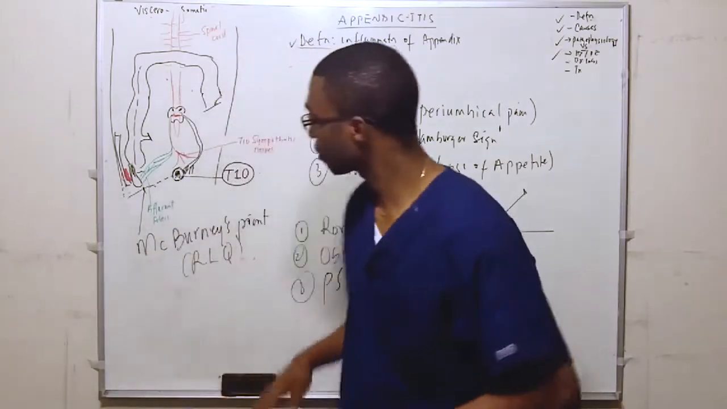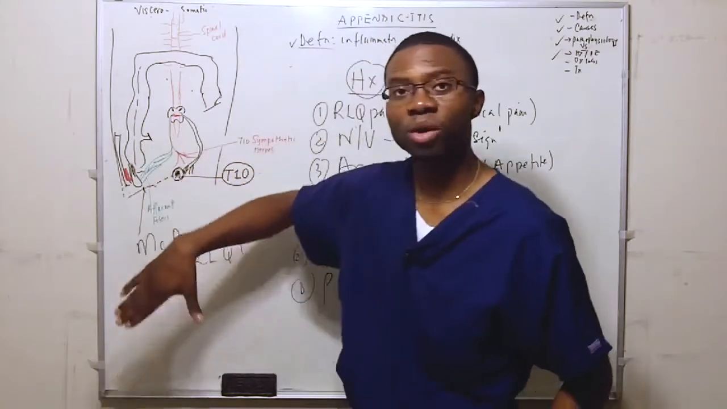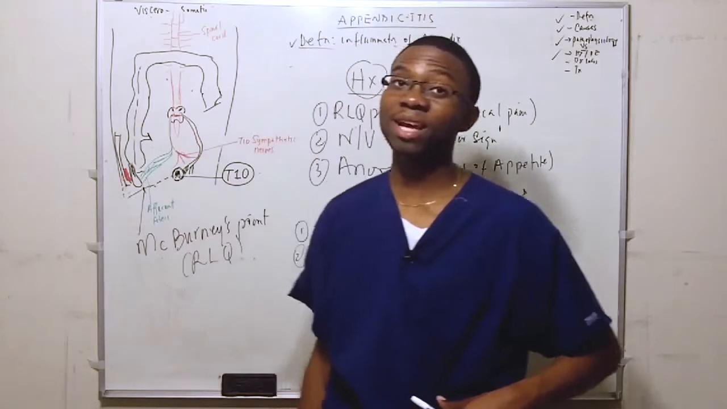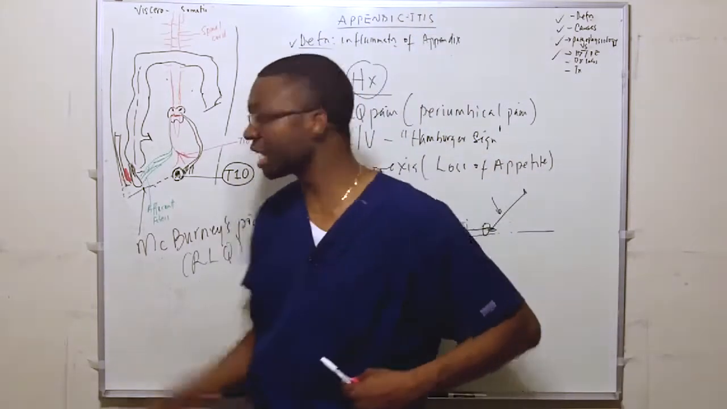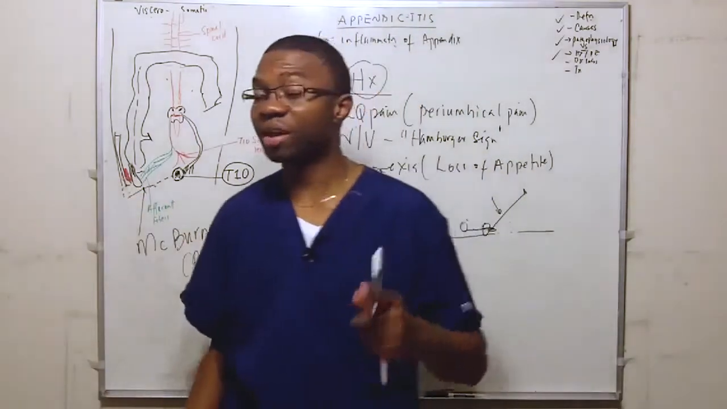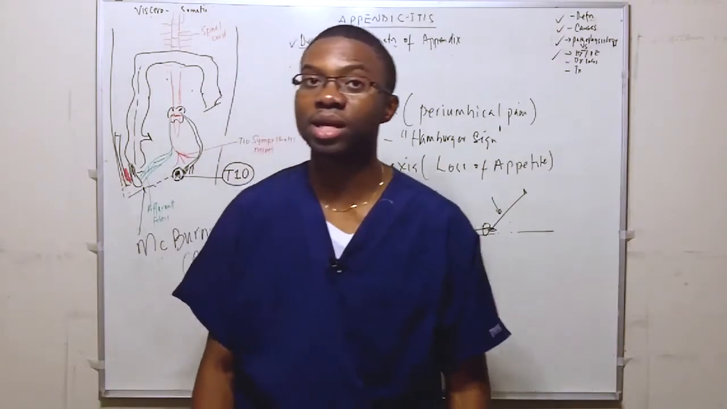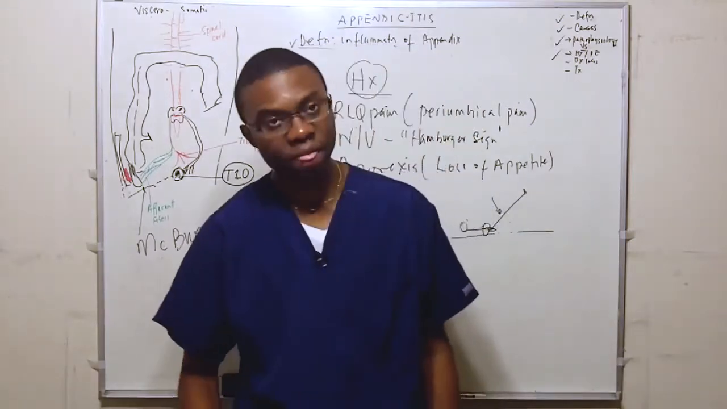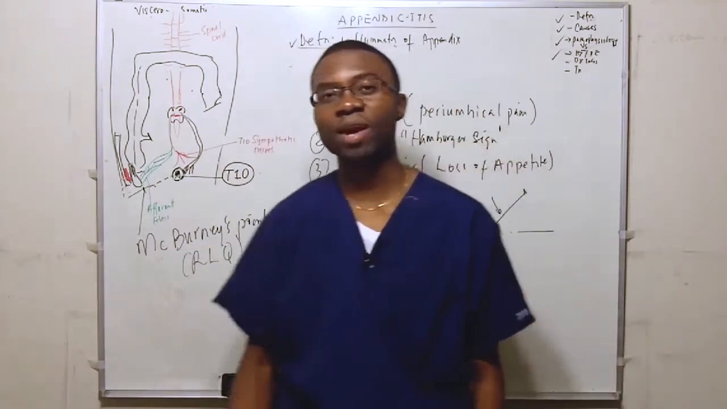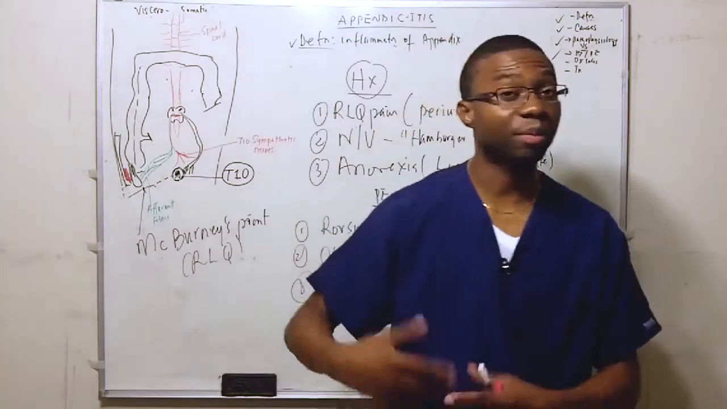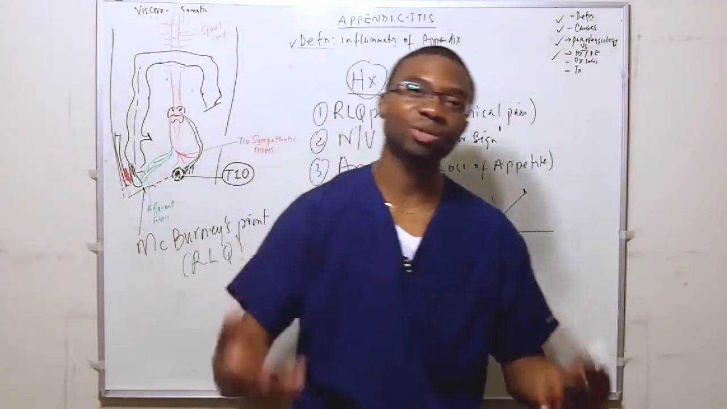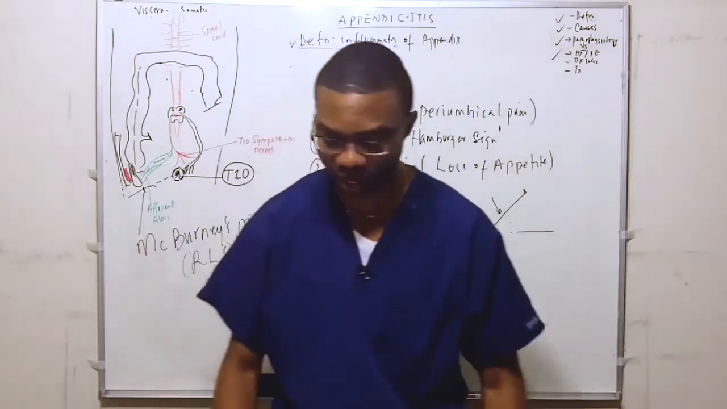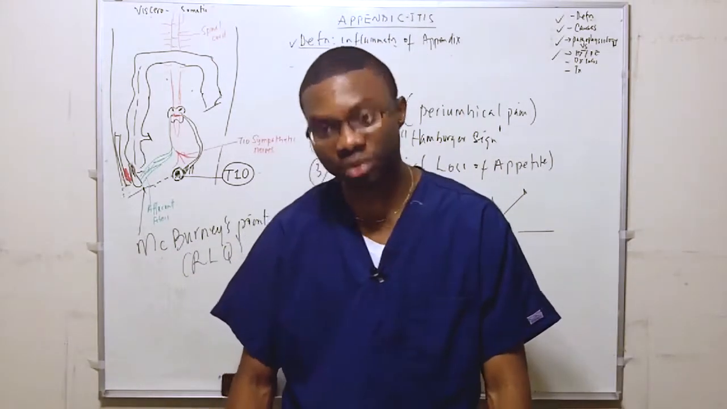You want to push here at McBurney's point and let go and see if they have rebound tenderness, because that might be a really bad sign, but they will definitely have pain in the right lower corner when you push. If they have rebound tenderness, they might have perforated, and that is bad. You don't want to have a perforated appendix. If they do have perforation, their vital signs are going to be unstable, right? Because if they perforate, peritonitis, they get into sepsis, they are hypotensive, tachycardic, they have a high white blood cell count. So that is a serious complication.